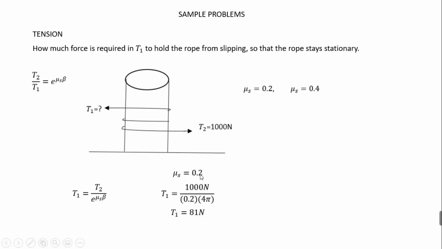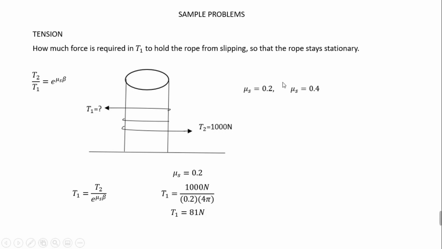So substitute all the values in this formula, then we will get T sub 1 equal to 1000 N over e raised to the coefficient of static friction, which is 0.2, times the two revolutions here. Since one revolution is equal to 2 pi, then we will have 4 pi here. Calculating this will give us T sub 1, which is equal to 81 newtons.